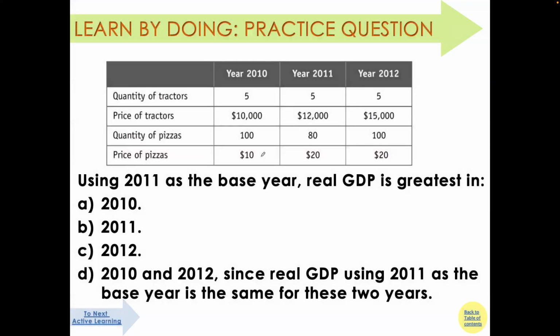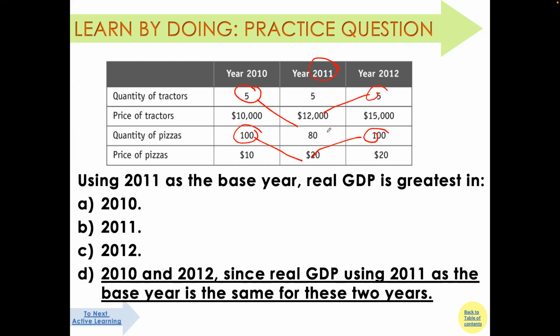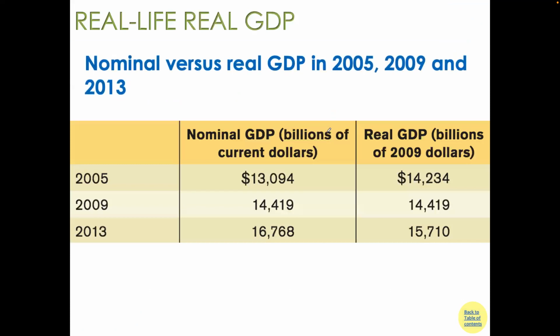Now, again, the same one, it just uses 2011 as the base year. So again, use quantity times price, quantity times price, quantity times price, quantity times price. Any question? No? Okay, very good. All right, I leave that for you.